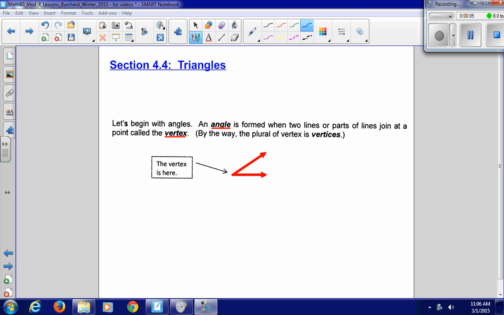In section 4.4, we're going to talk about triangles. And before we can talk about triangles, I want to make sure everybody understands angles, because it'll be hard to talk about triangles without understanding angles. So an angle is formed when two lines or parts of a line join at a point called the vertex. So we just have a line here and a line here, and they join at this vertex. So you have to understand the concept of an angle and understand what we mean when we talk about a vertex.